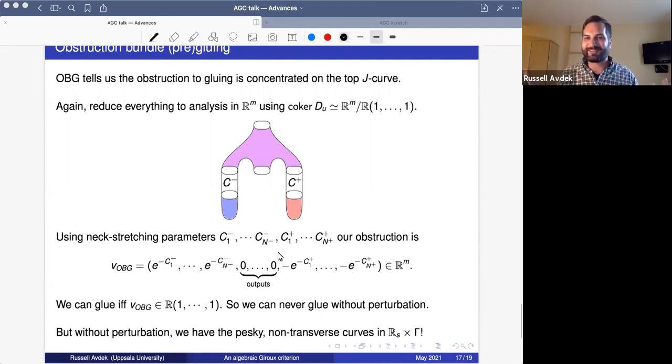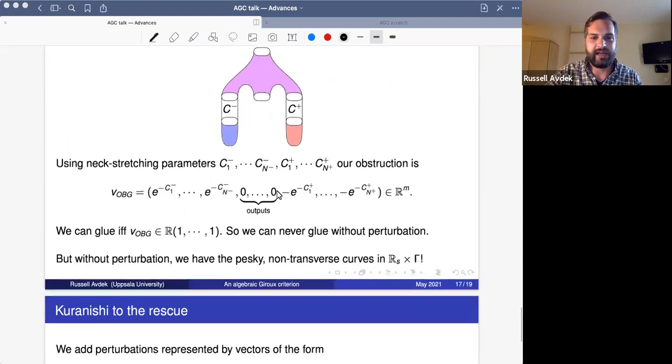So great, so we shouldn't perturb, right? But if we don't perturb, then we still have the curves in the middle, which are not transversely cut out. So we have no choice but to perturb. And how will we do that?